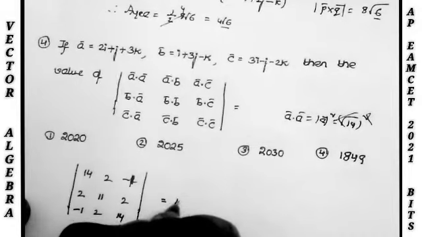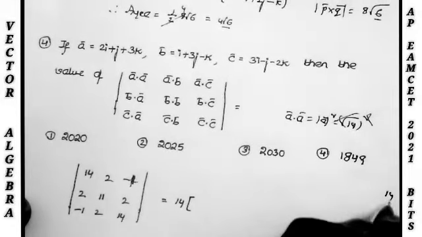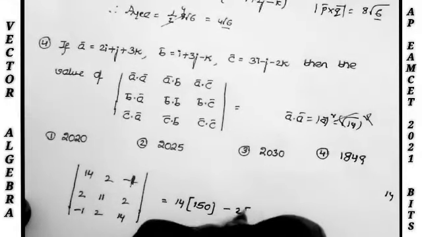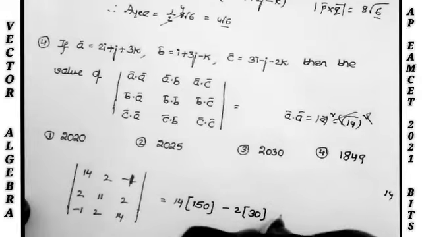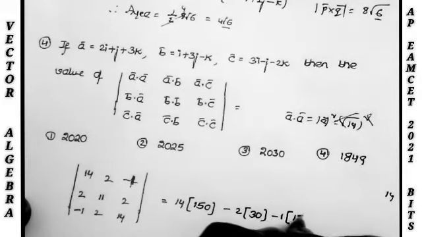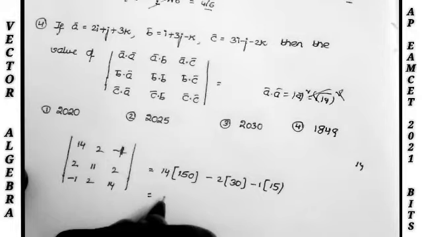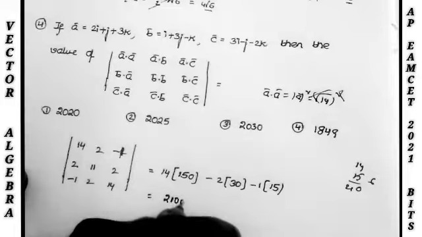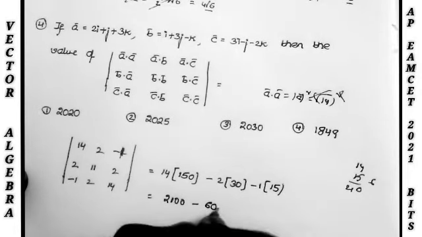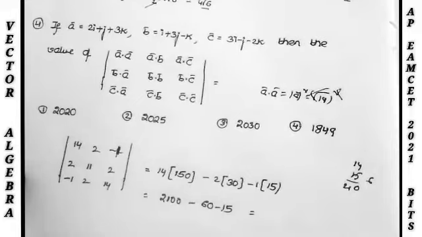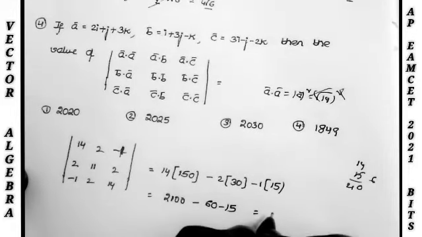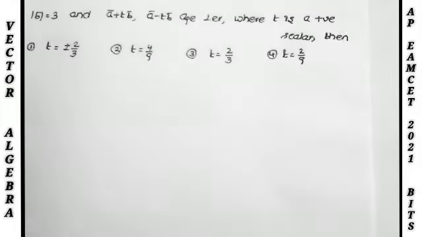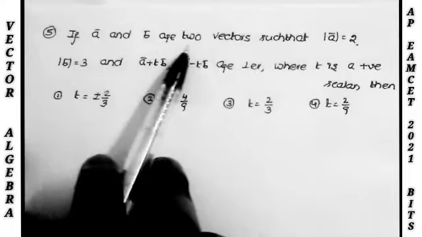Now doing the det value, so this is 14 into 11 into 14, that is 154. 154 minus 4 is equal to 150. Okay, minus 2 into 28 plus 2 is equal to 30, minus 1 into 4 plus 11 is equal to 15. Okay, this is 14 into 15, 2100 minus, this is 60 minus 15. So 2100 minus 75 is equal to 2025, and that is nothing but the second option. That's all, this is the answer.